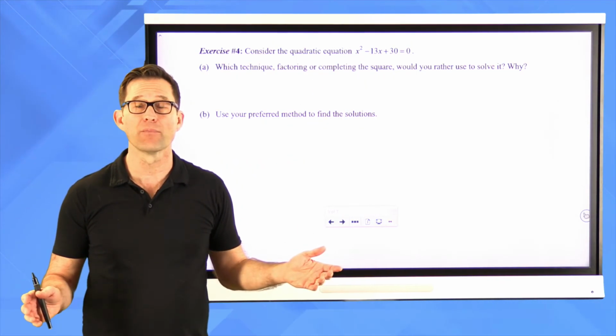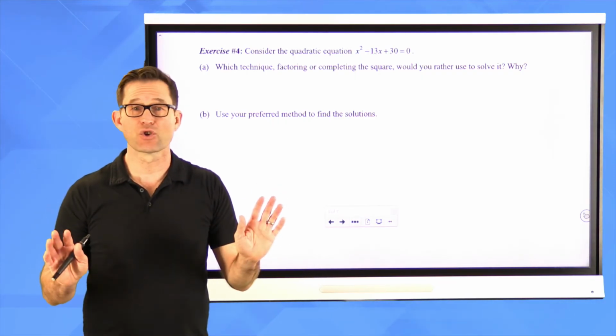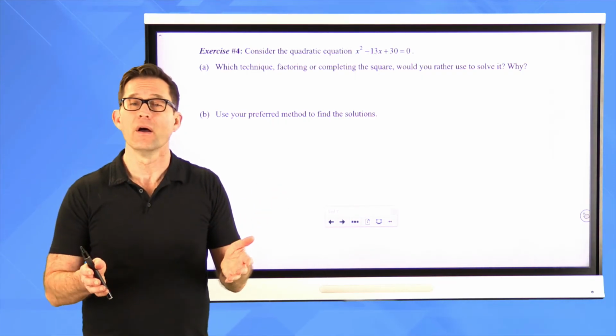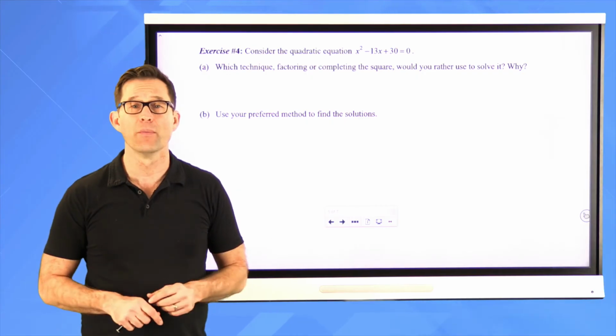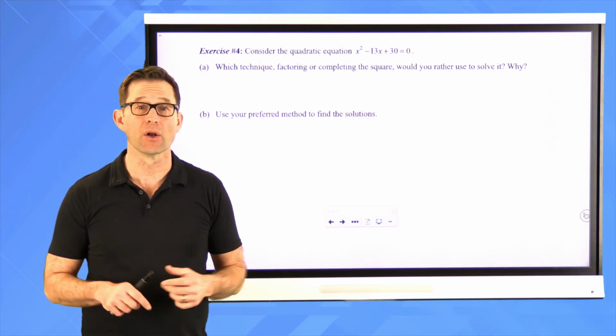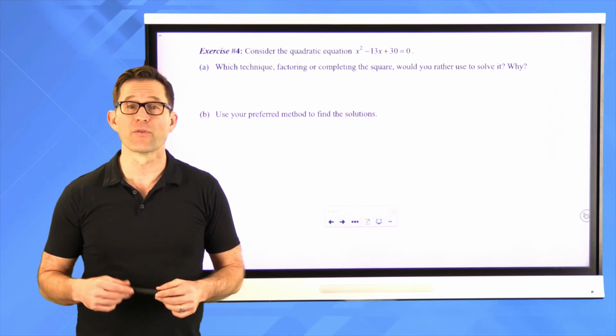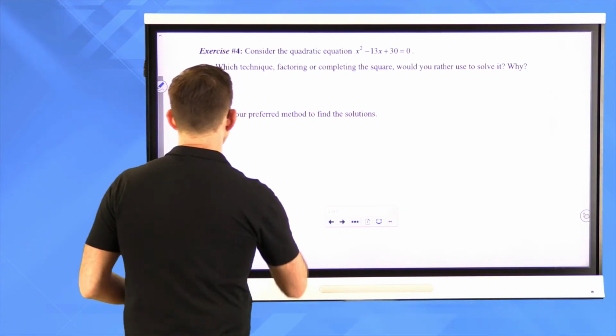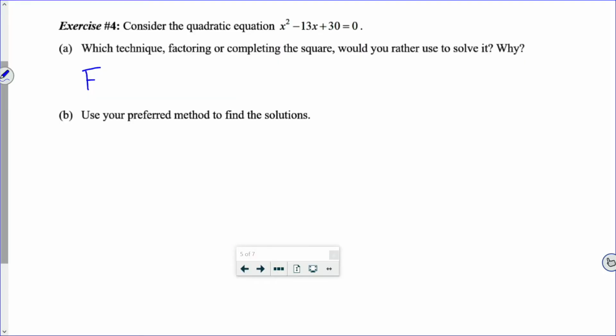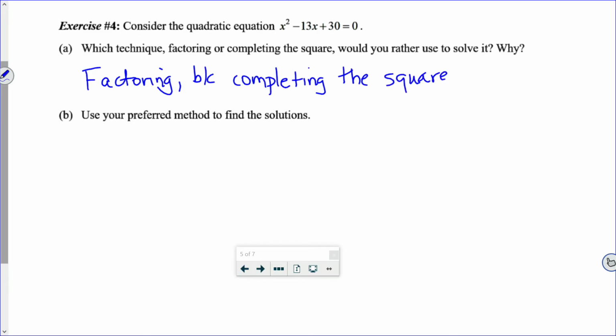If you're not bothered by that, right, that's great. Then use completing the square. On the other hand, if you are fraction phobic, like many people are, including me a little bit, then you would probably prefer factoring. So I'm going to actually write down in this situation, factoring, because completing the square would involve fractions.